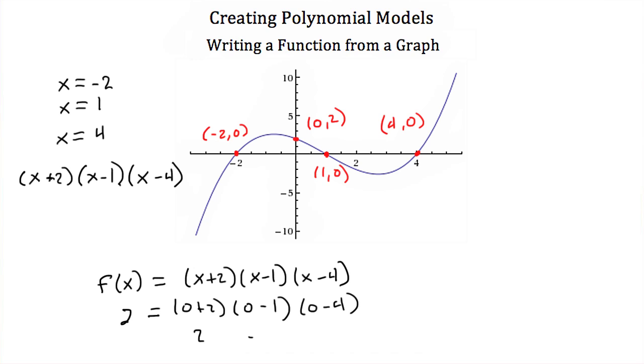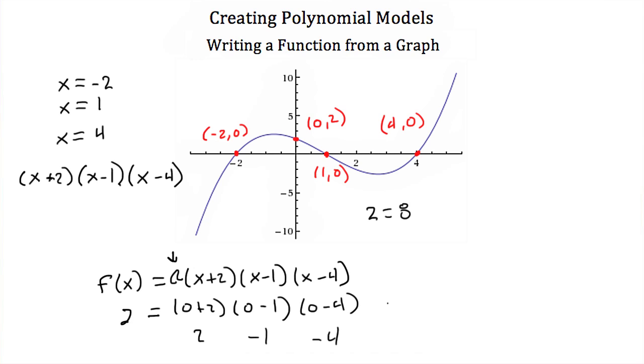Well, this is 2, this is a negative 1, and this is a negative 4. If I multiply that out, I'll get 2 times negative 1 is a negative 2, and then times negative 4 would be a positive 8. So here we have 2 is equal to 8. But that doesn't make any sense. So instead what we do is we put a multiple out front. We'll call it A. And we need to solve for A.